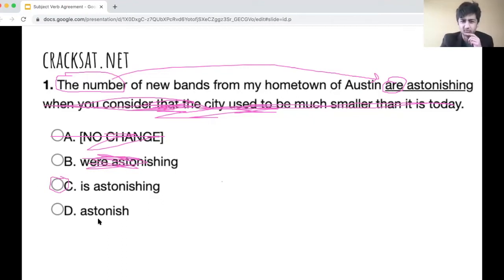But when you think about it really hard, "astonish" is the plural form of this infinitive, astonish. And the singular version of this would be "astonishes," right? So this would be wrong as well because this is actually referring to the plural form. You would say the numbers astonish, not the number astonish. You would say the number astonishes instead, but that's not an answer choice, so this is why D is wrong.